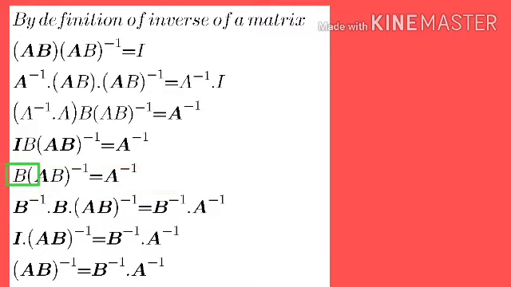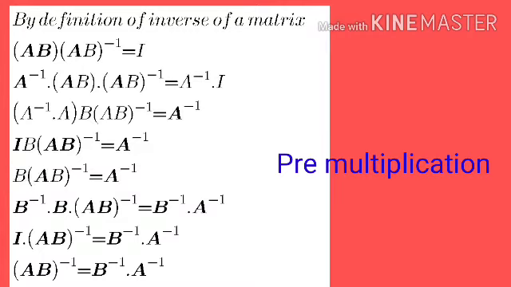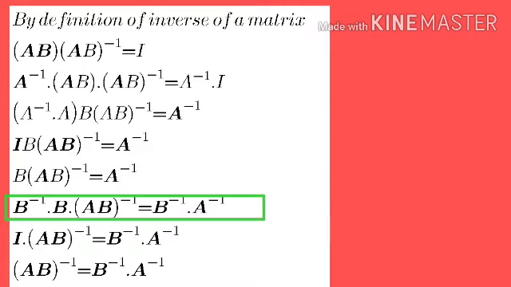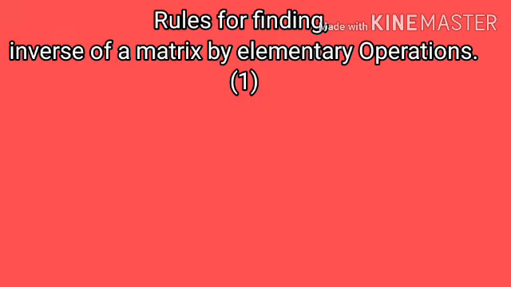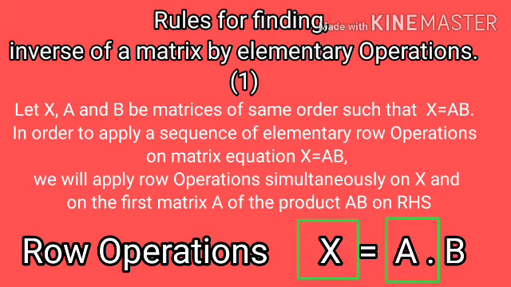Now this is B, so multiply by B inverse. It's a pre-multiplication of B inverse, both the sides. So B inverse into B into (AB) whole inverse as it is, and right side B inverse into A inverse. Now once again B inverse into B is I, because A and B both are invertible matrices. So I into (AB) whole inverse, and right side B inverse into A inverse. And since I into (AB) whole inverse is only (AB) whole inverse, so (AB) whole inverse is equal to B inverse into A inverse. Hence complete the proof.